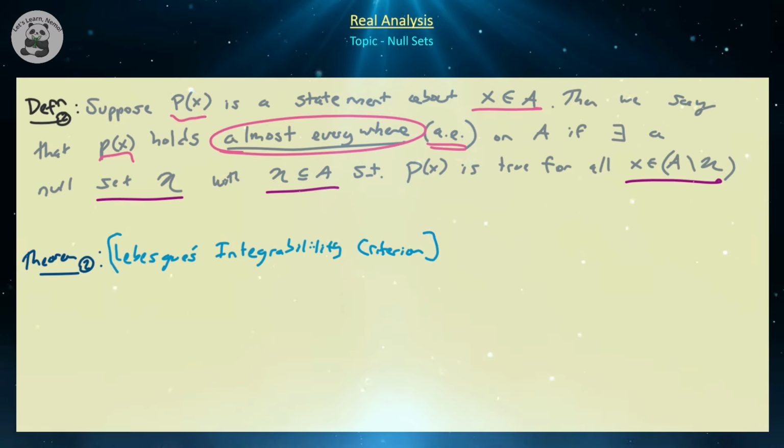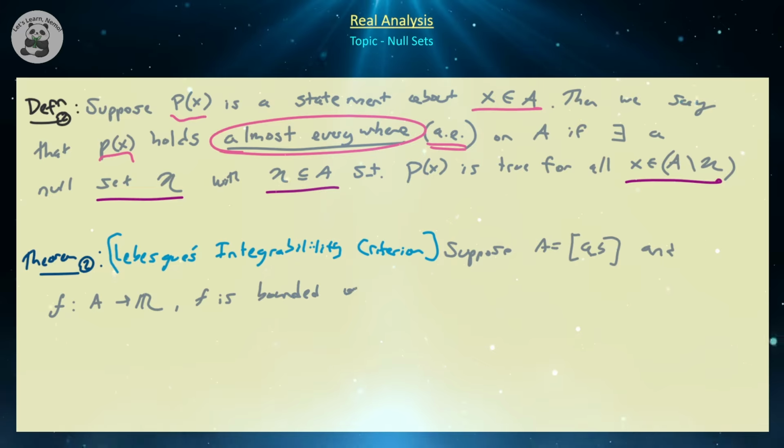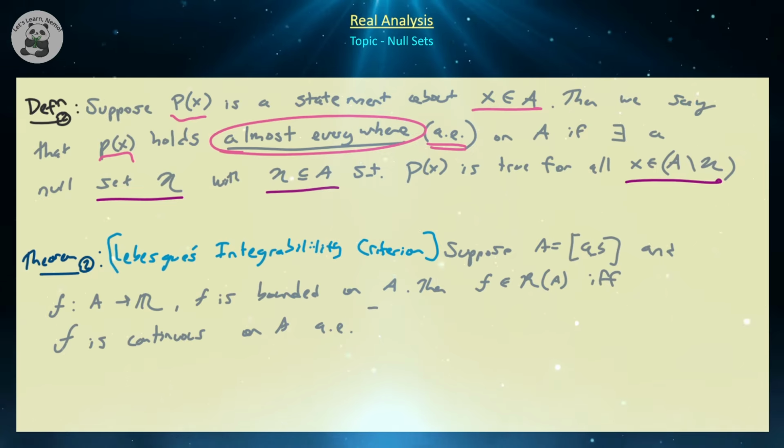And it says the following. Let's define A to be the closed interval [a, b], and let's assume that f maps A to R, and that f is bounded on the set A. Then the function is Riemann integrable on A if and only if f is continuous on A almost everywhere, which you could also write as f being an element of the continuous functions on A almost everywhere.